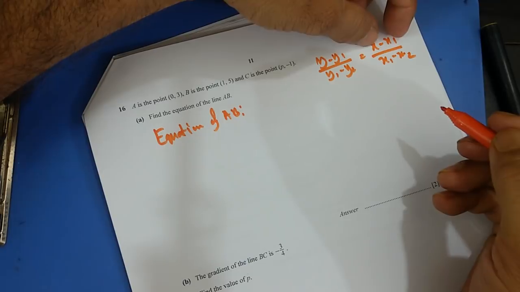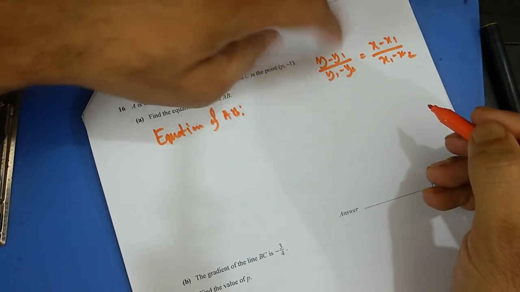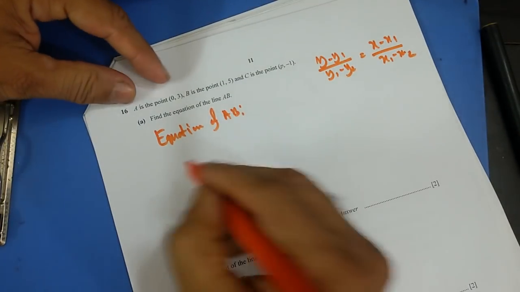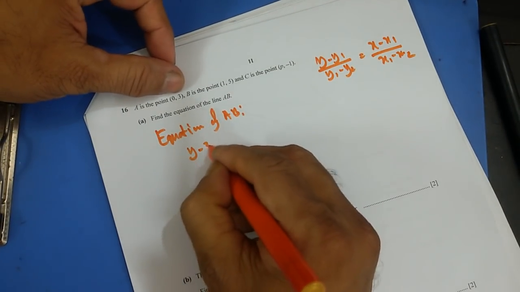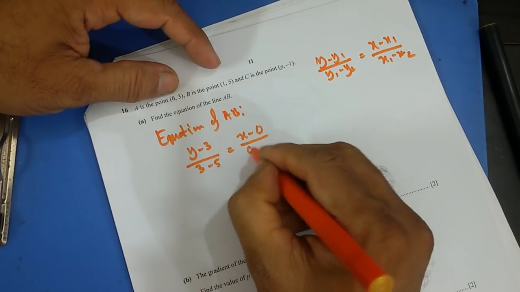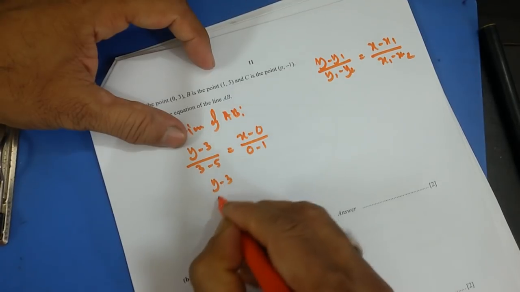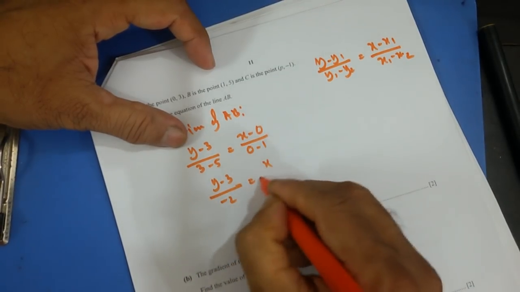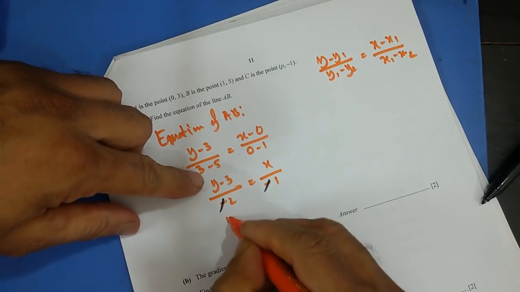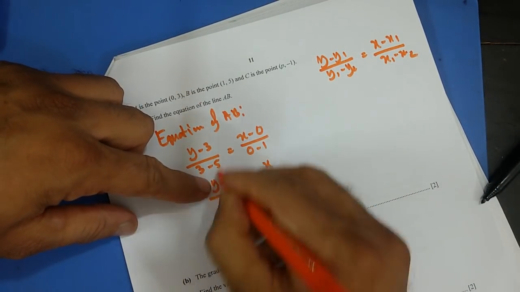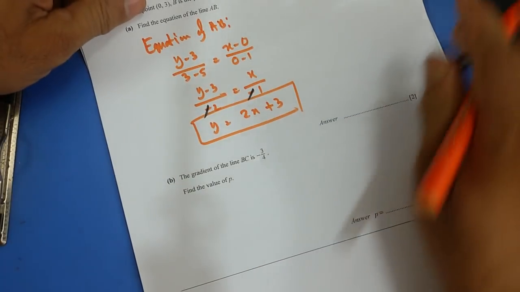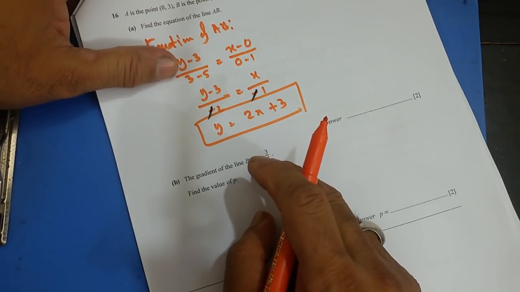Most teachers love to do it this way, but I'd like to keep all y on the same side, and all x on the other side. So it's going to be y minus 3 over 3 minus 5 equal to x minus 0 over 0 minus 1. So y minus 3, this is minus 2, x minus 1. So minus minus cross out. So y equal to 2x, and if I bring this 3 over here, y equal to 2x plus 3.